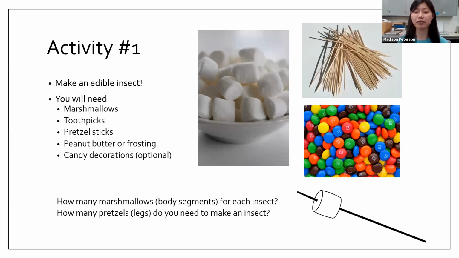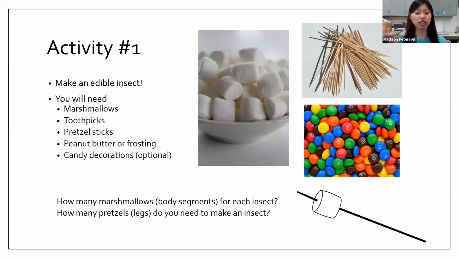Okay, so for the kids, we have some really fun activities that you can do to show what you've learned. So the first one is to make an edible insect. And so you're going to need marshmallows. You might want to use big marshmallows and small marshmallows, toothpicks, pretzel sticks, and then some sort of frosting or peanut butter. And you're going to be putting the marshmallows onto the toothpick. And then you will use the pretzel sticks as legs. And then you can decorate your insect using some candy or something.